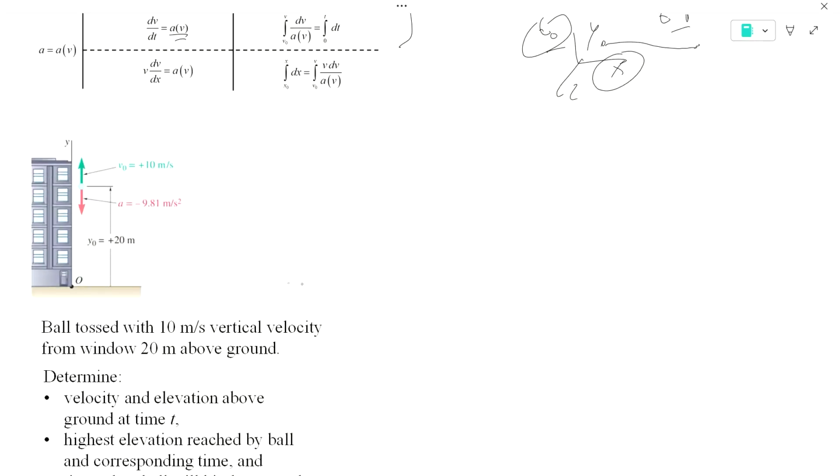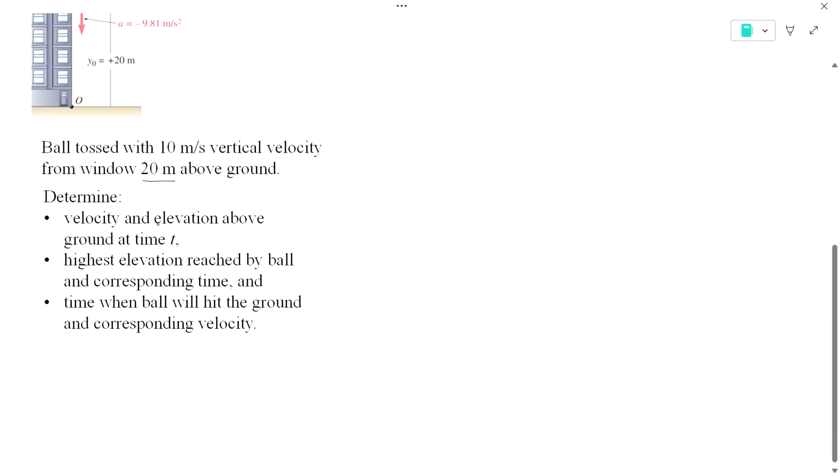They are throwing a ball with an initial velocity of 10 meters per second. It's vertical, so we're given that this is our origin, and we only care about y, the vertical axis. And they're saying that they're doing that from an initial height of 20 meters. So they're asking us to determine the velocity and elevation at a time t. In this particular case, we have acceleration as a function of t, and we have to find the velocity.